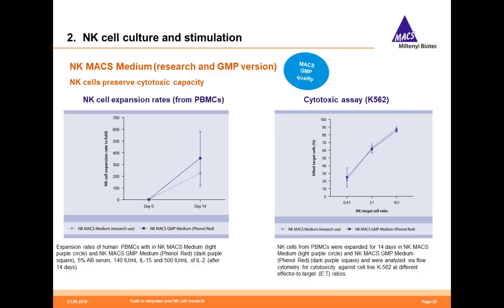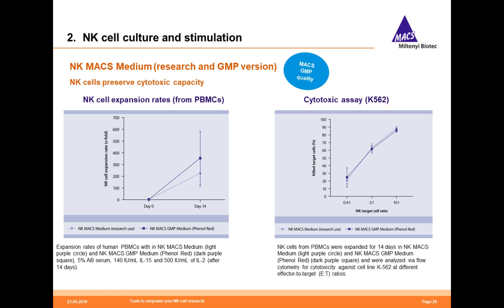And here I show you some data. If you're comparing a research version and a GMP on the left side, you find very similar fold expansions. And the most important thing that I mentioned in the beginning, NK cells preserve the cytotoxicity activity after expansion. So after 14 days of expansion, we tested the cells against cell line K562. This is a standard 4-hour killing assay. And you can see that the killing was absolutely preserved. And it goes for both, for the research and also for the GMP medium.